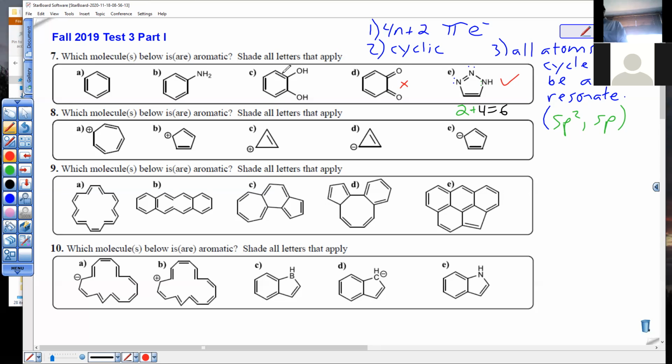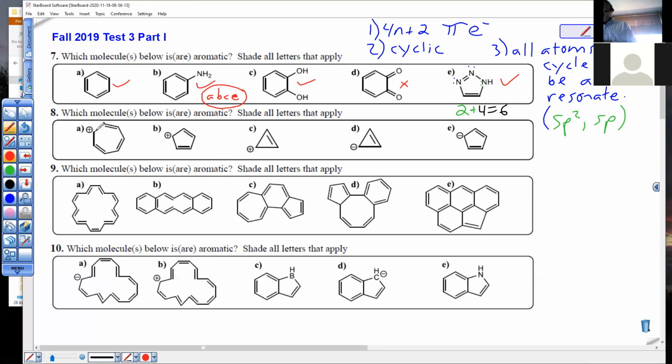This is good old benzene. It can resonate around, as can this one, and as can this one. So you'd do A, B, C, E as your answer here. B, C, E. That's my answer. Now we had ions that could resonate or not, depending on the situation.